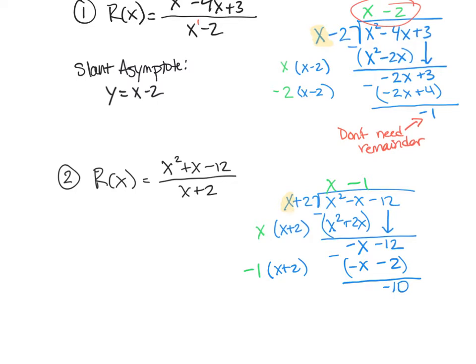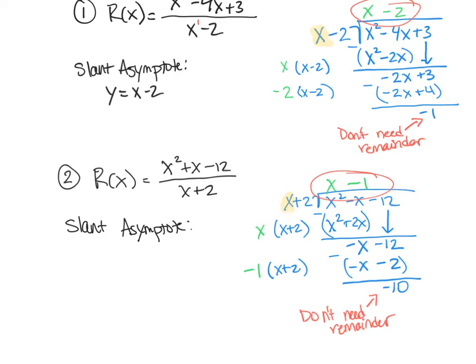I have no more of my function to bring down. Remember, you do not need the remainder. So our answer here is going to be x minus 1. So our slant asymptote is going to be y is equal to x minus 1.